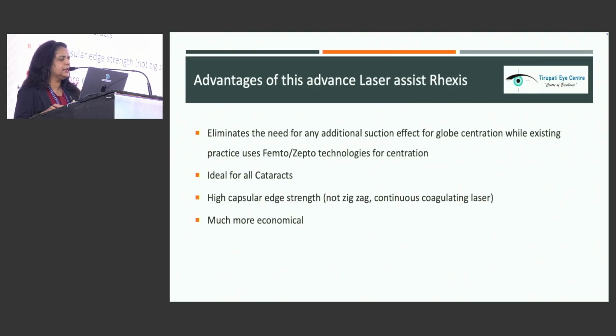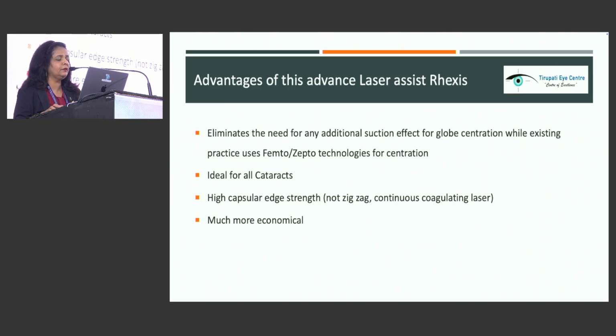One is that it does not require additional suction effect for globe centration. And secondly, we have done it on almost all types of cataracts, except for the fibrotic capsules. All other capsules, it has given good results. As I said, it has a high capsular edge strength.